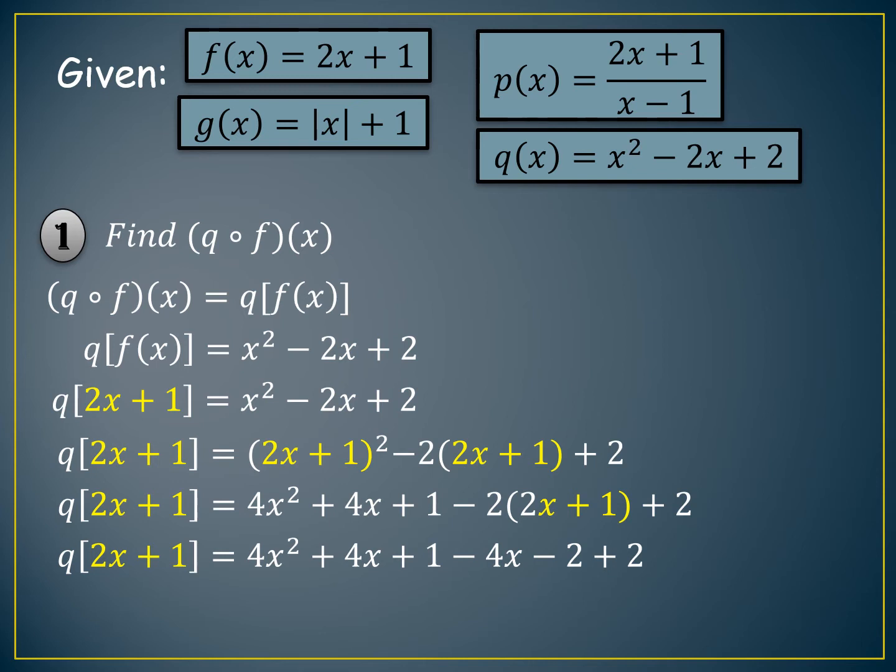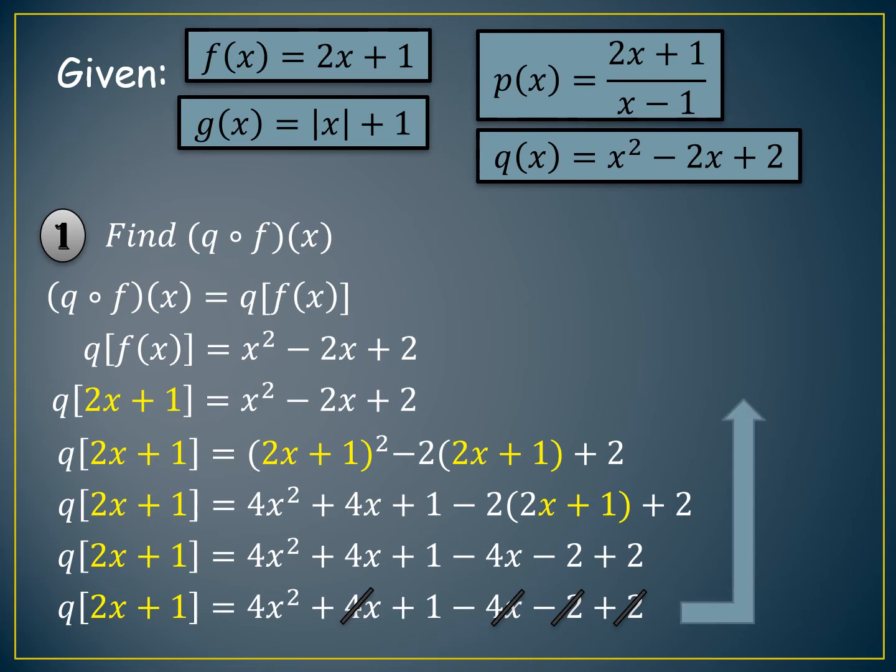Okay, next, combine like terms. Sino-sino ba dyan yung like terms? Itong si 4x, tsaka si negative 4x, then negative 2, then si positive 2. Pwede na natin i-cancel yon since pareho lang sila. So, cancel natin si 4x, tsaka si negative 4x, then negative 2, tsaka si positive 2. Kasi 0 lang din yung magiging answer niyan. Okay, so ano na lang yung matitira? Si 4x squared plus 1. So, meaning that will be our final answer.